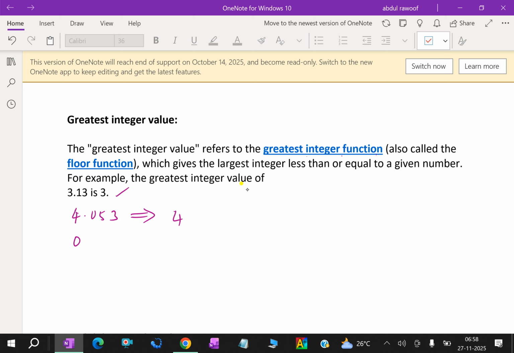Here 0.532, here also the greatest integer value is 0. Why? Because there is no whole number. This is all decimal part only, so we have to completely truncate that. This is the greatest integer value of any given number or decimal. Even the greatest integer value of 8 is also 8, because 8.0 is 8.